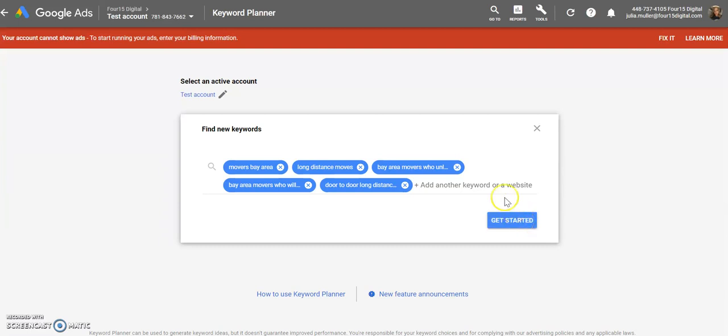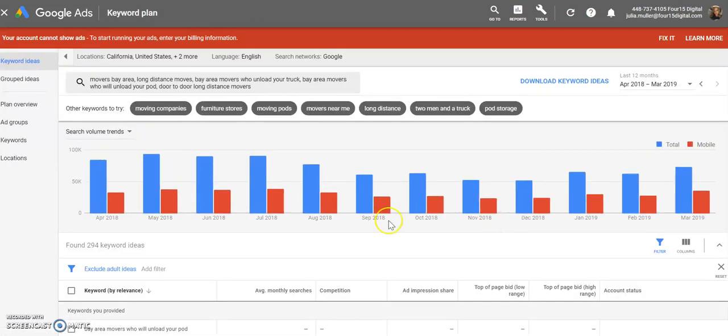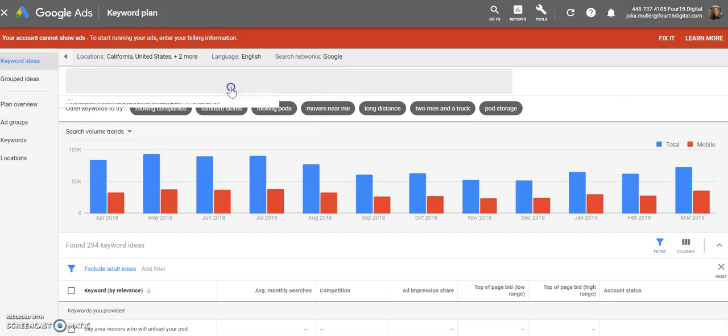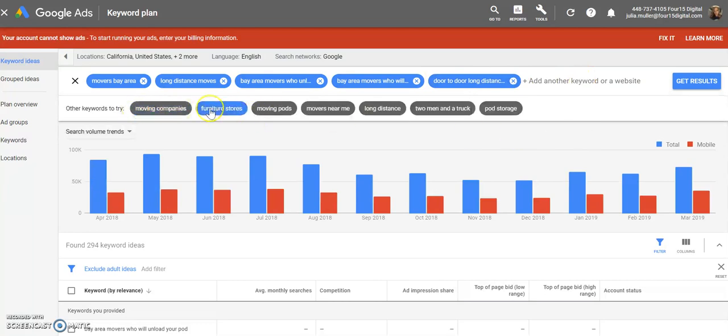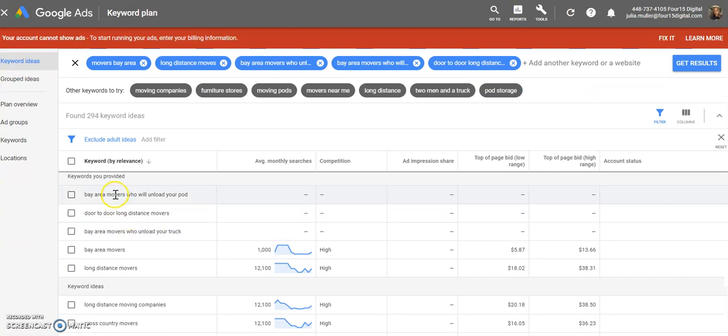So I gave 5 keywords to the keyword planner, and those 5 keywords I just put in are in this particular list. And then there's some suggestions. The keyword planner will show at the top what it knows the search volumes are for the keywords that I have put in, keywords you provided. And it appears that 3 of my keywords really don't have any search volume, but the other 2 do.